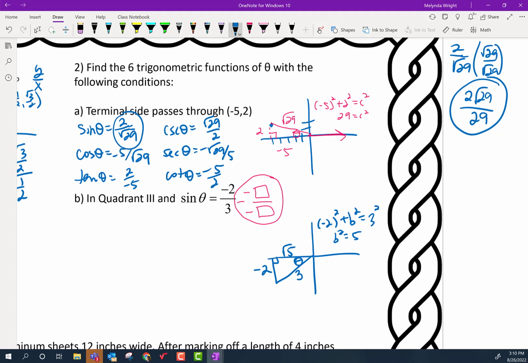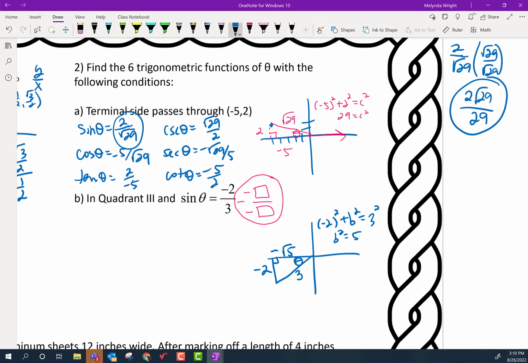Now, I have to pay attention to what quadrant I'm in. That is an x-coordinate. Is the square root of 5 positive in the third quadrant? No. So I have to know to put the subtraction sign, the negative there. I have to know that. My work with Pythag is not going to tell me that. It's always going to give me a positive number. I have to know that that's negative.